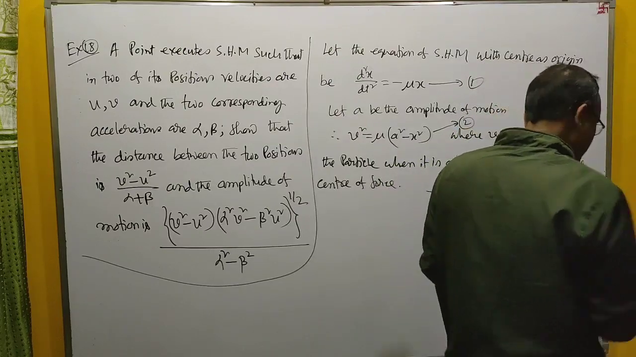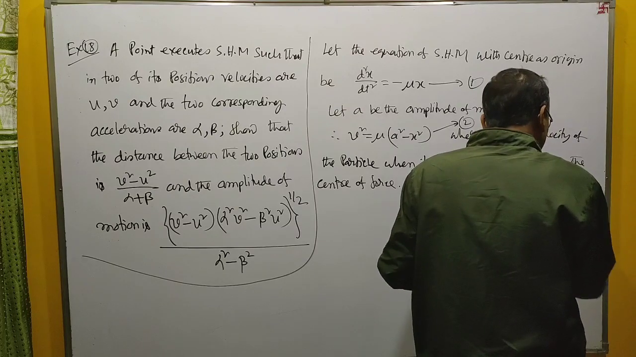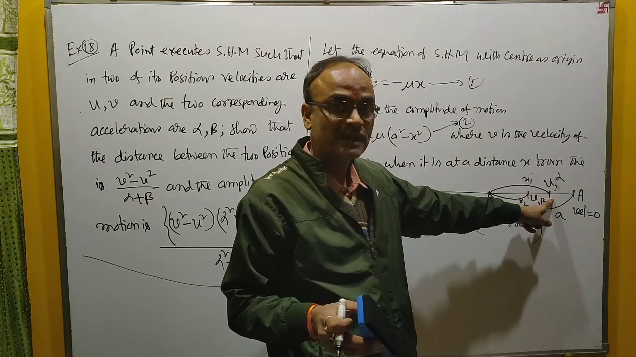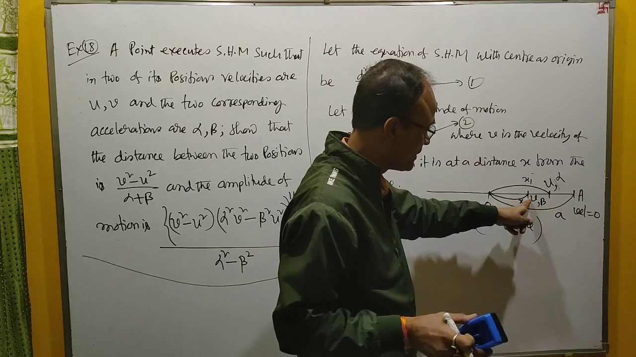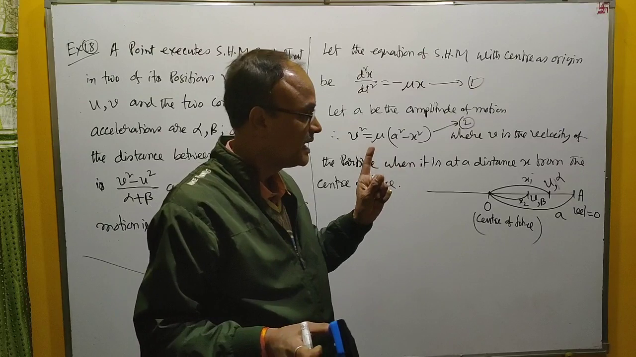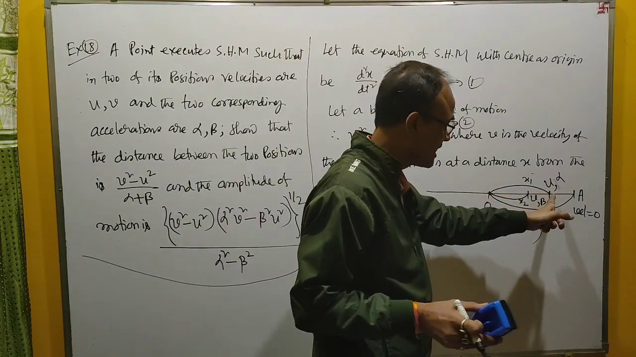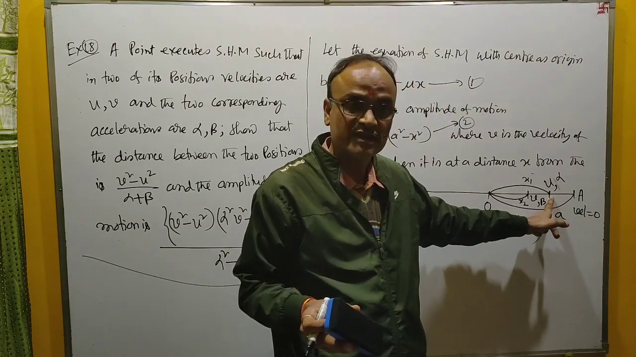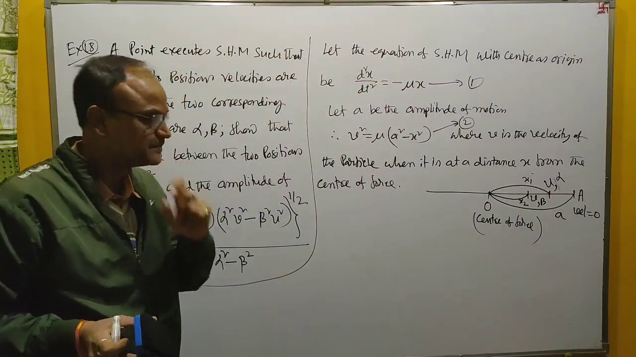I have written here u comma alpha. This means at this particular point, the velocity of the particle is u, and the corresponding acceleration is alpha. And at this point, velocity is v, and the acceleration is beta. At this position, the distance of the particle from the center of force is x1, and here the distance is x2.